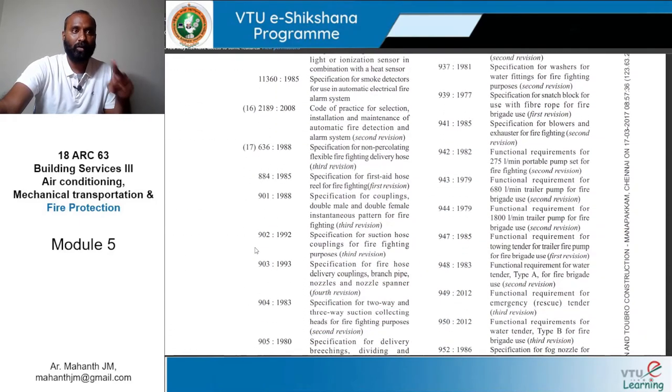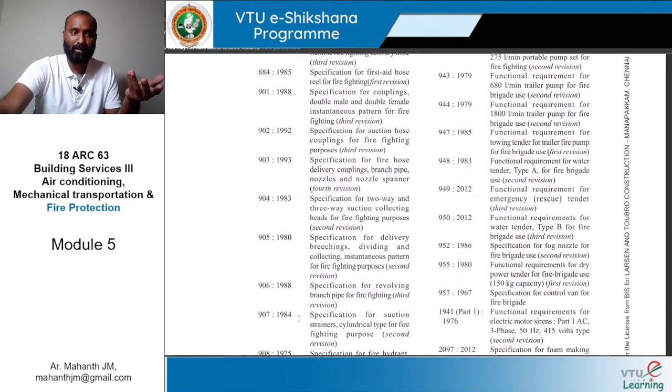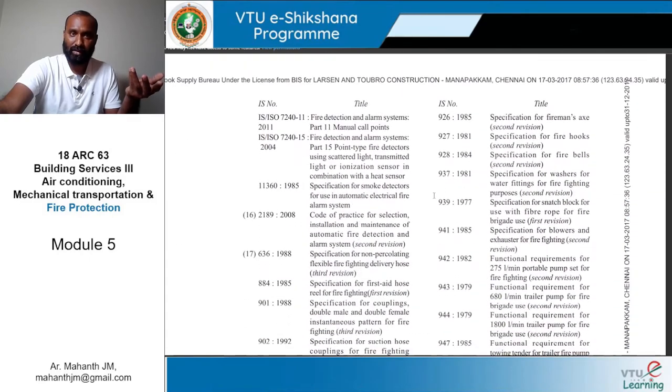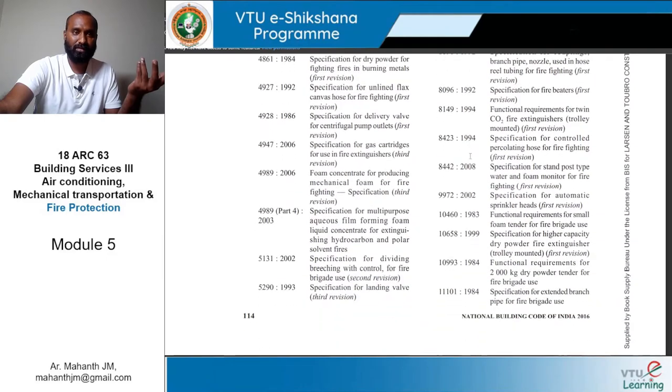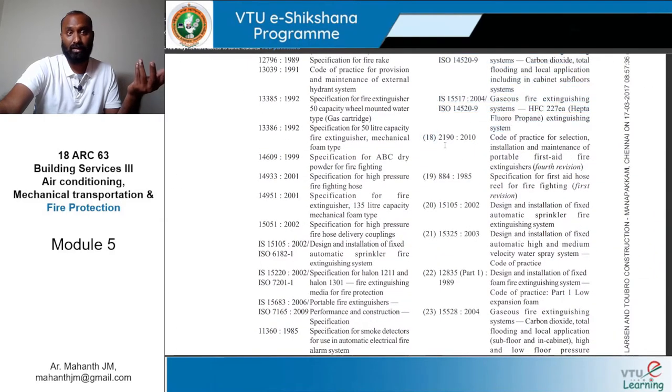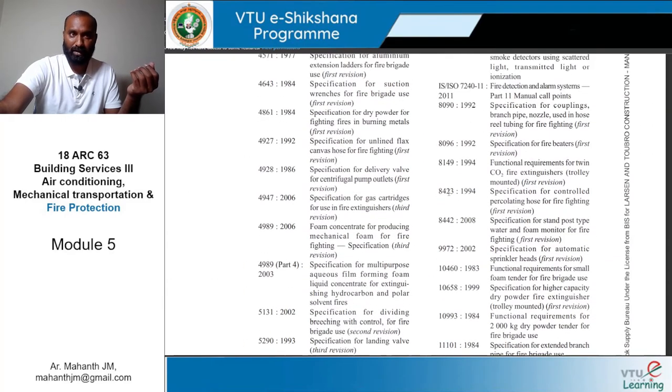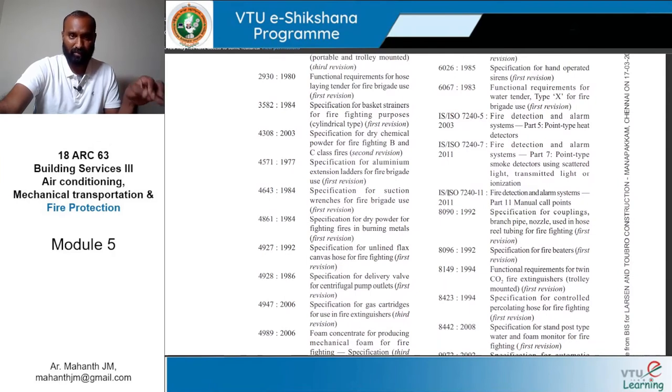Going down, going down, going down. Okay, they said accepted standards under the 4th part, which is our fire and life safety. We are here at 17. So the 17th point means we are asked to refer all these, which is IS 636 1988, 884 1985, 901 1988, and so on. So let us just count how many we are even talking about. 1, 2, 3, 4, 5, 6, 7, 8, 9, 10, 11, 12, 13, 14, 15, 16, 17, 18, 19, 20, 21, 22, 23, okay, it keeps going until we find 18, which is here. That's definitely a lot, but we are going to find what is only needed for us, right? So remember that.